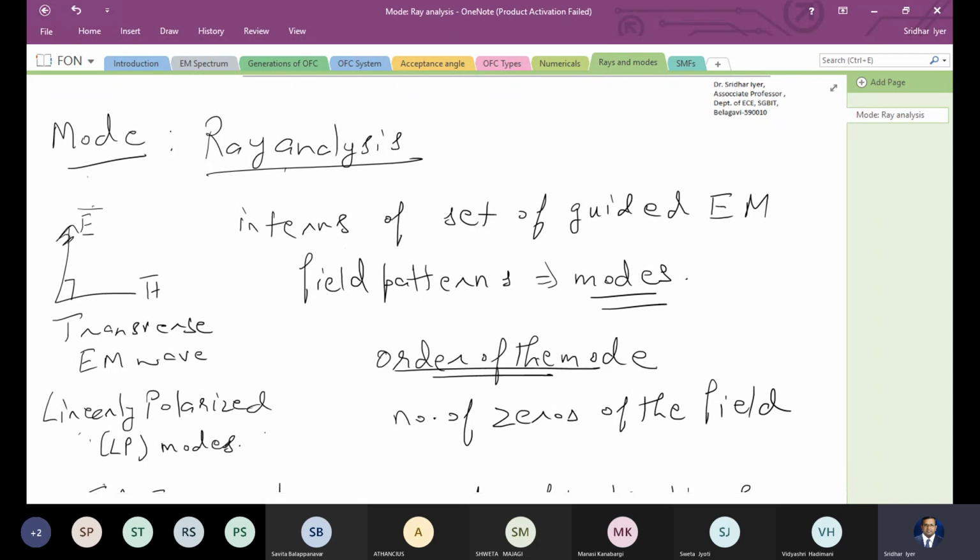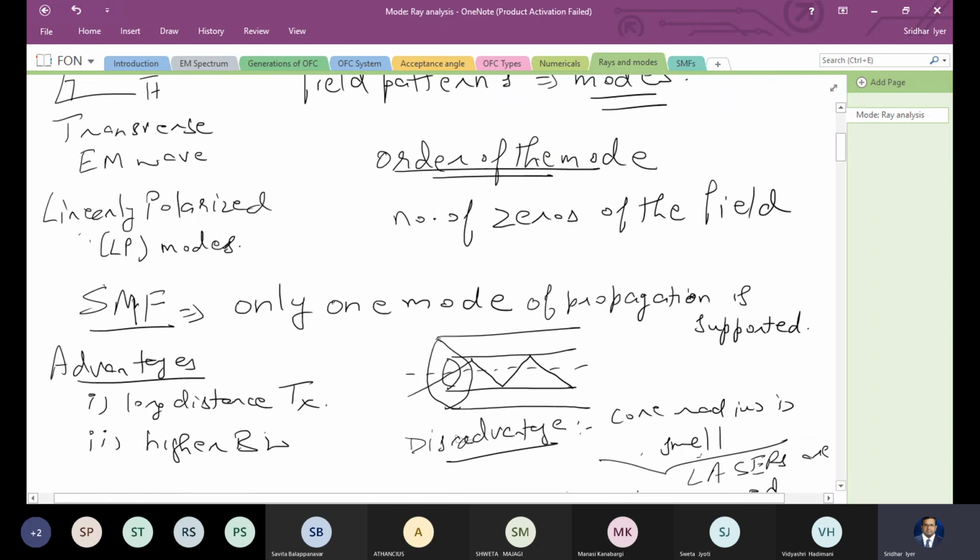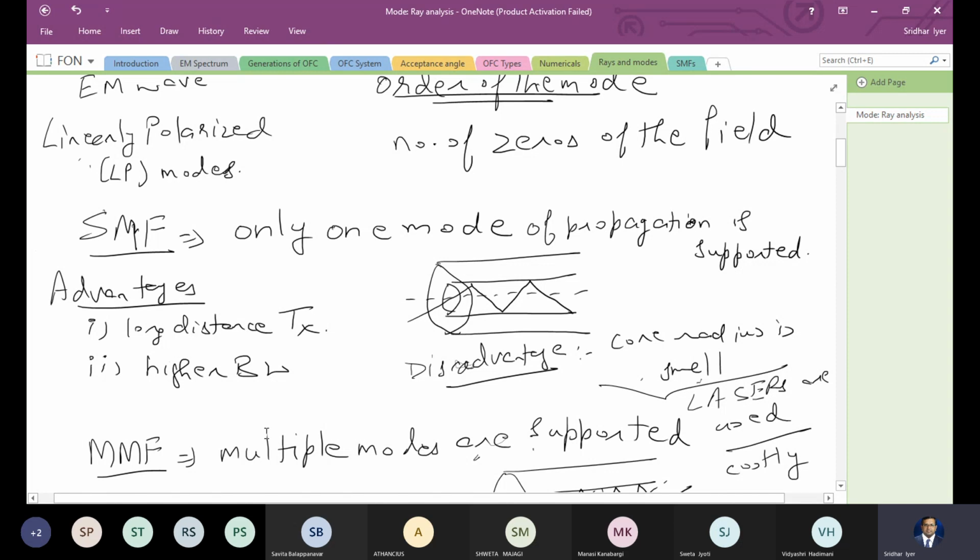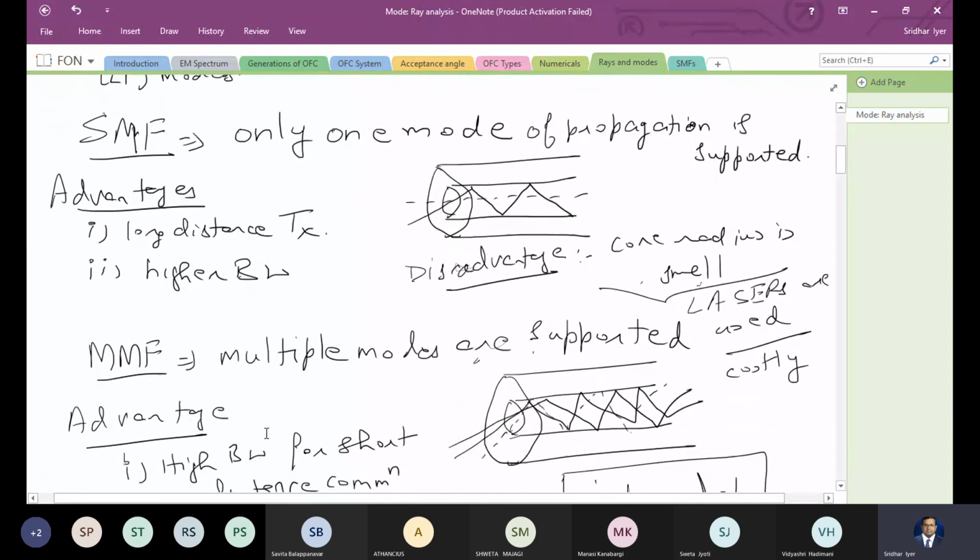So the order of the mode is the number of zeros in the field, and that's what we discussed yesterday. What is this mode and what is this order of the mode? And we have already seen that the single mode fiber, which supports only one mode, is the most used because it is applicable for longer distances and provides higher bandwidth, whereas a multimode fiber can be used only for shorter distances.